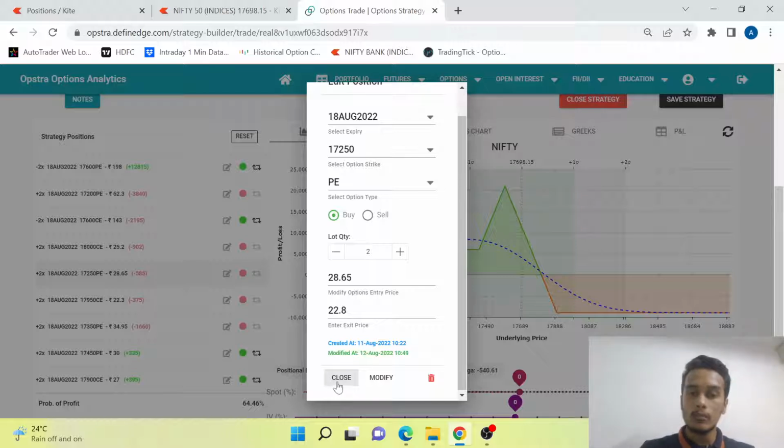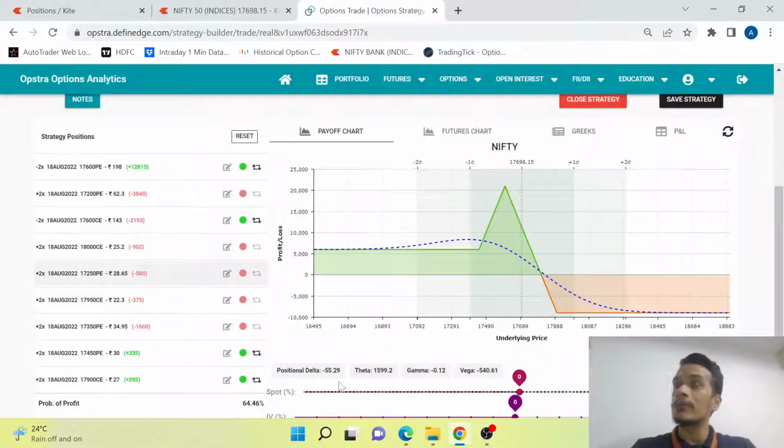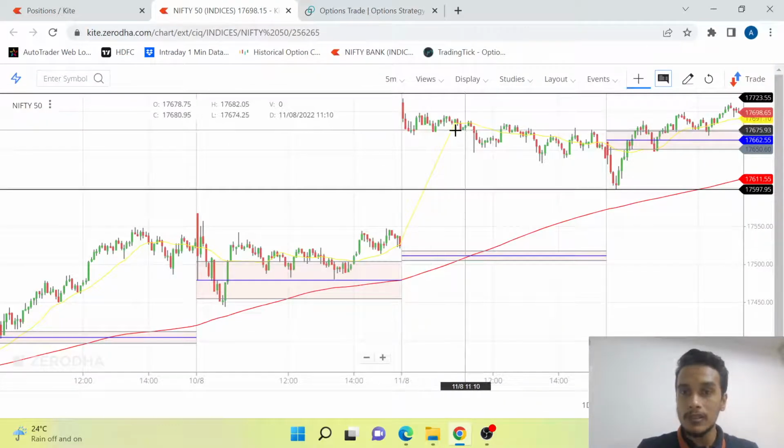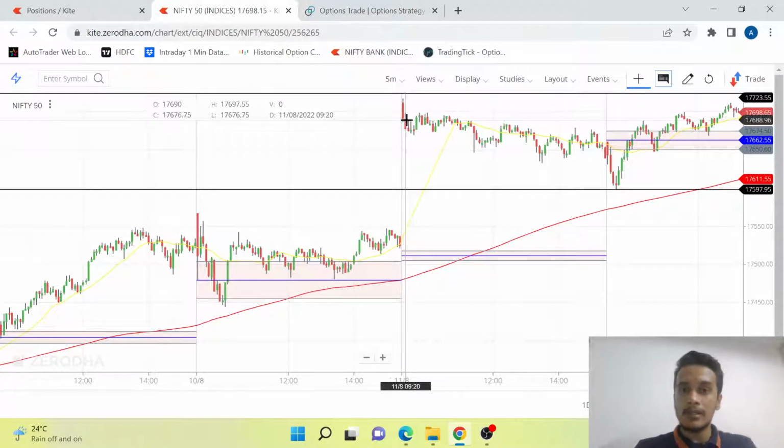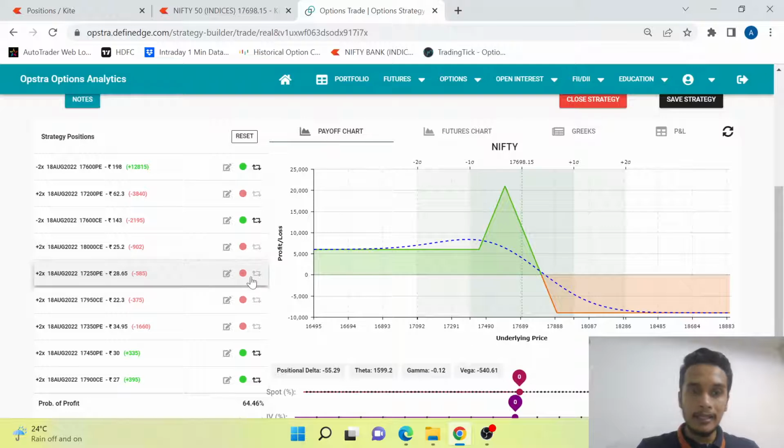So this was a good move, but this protected me by another 50 points of down move. Okay, so this is what I do. As in, when markets go in my favor, I reduce my risk in the opposite direction. So here, as soon as I was here, I reduced my risk on the PE side.